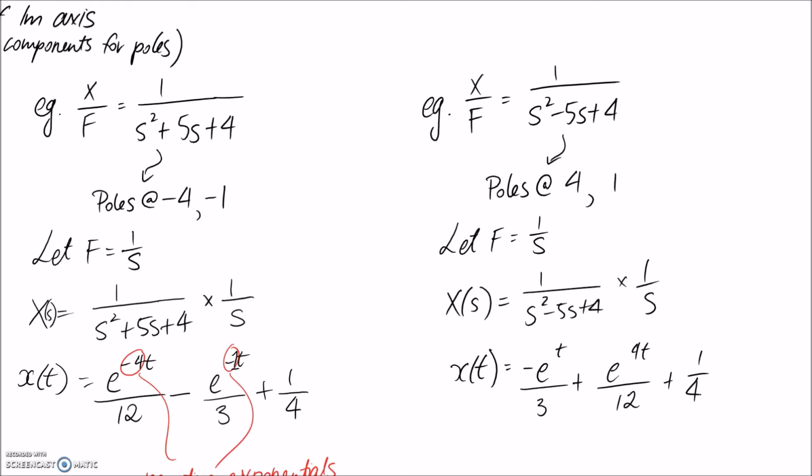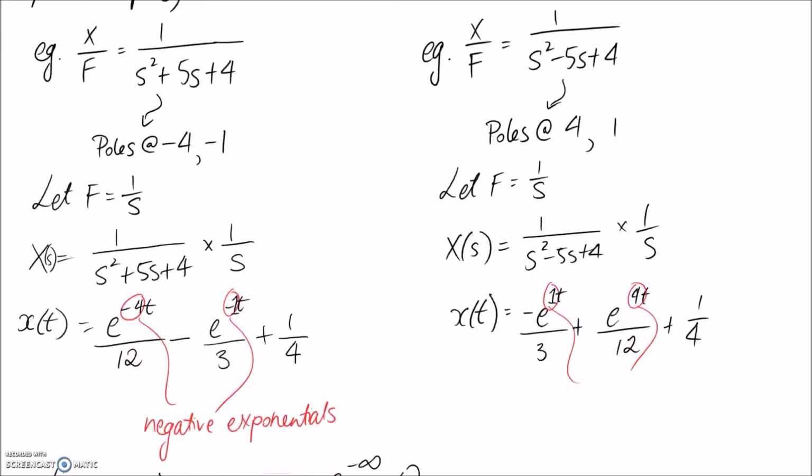And the same kind of pattern has occurred as what we saw before, where the poles end up appearing in the exponentials. We had a 4 here, we got a 4 here, we have a 1 here, we end up with a 1 in here. And this time what's happened is we've ended up with positives for the exponentials.